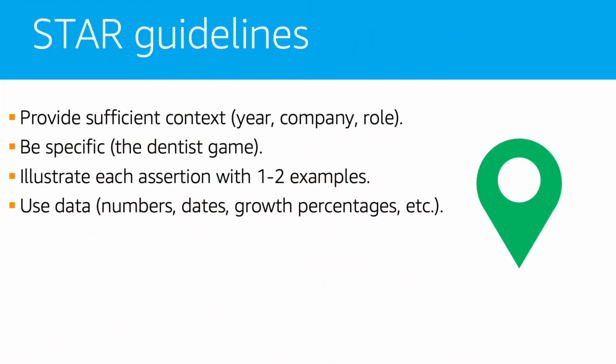And the fourth and most important guideline is to use as much data as you can. You can never use enough data in the Amazon interview. Whenever you think you've used enough data, you should triple it. Data is like catnip for Amazon's interviewers, so use as much of it as you can. The best type of data are numbers, obviously, dollars, and using data is going to do a world of good to your interview performance.